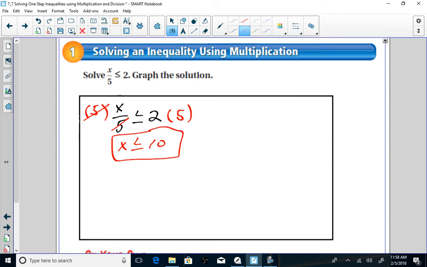We're also asked to graph the inequality. So we would draw a number line quickly.